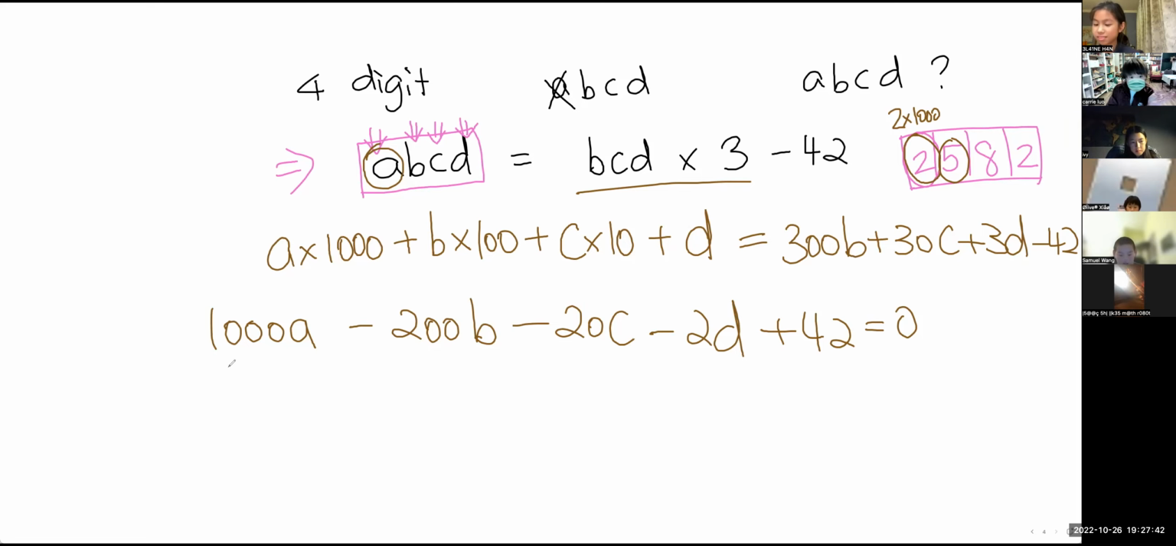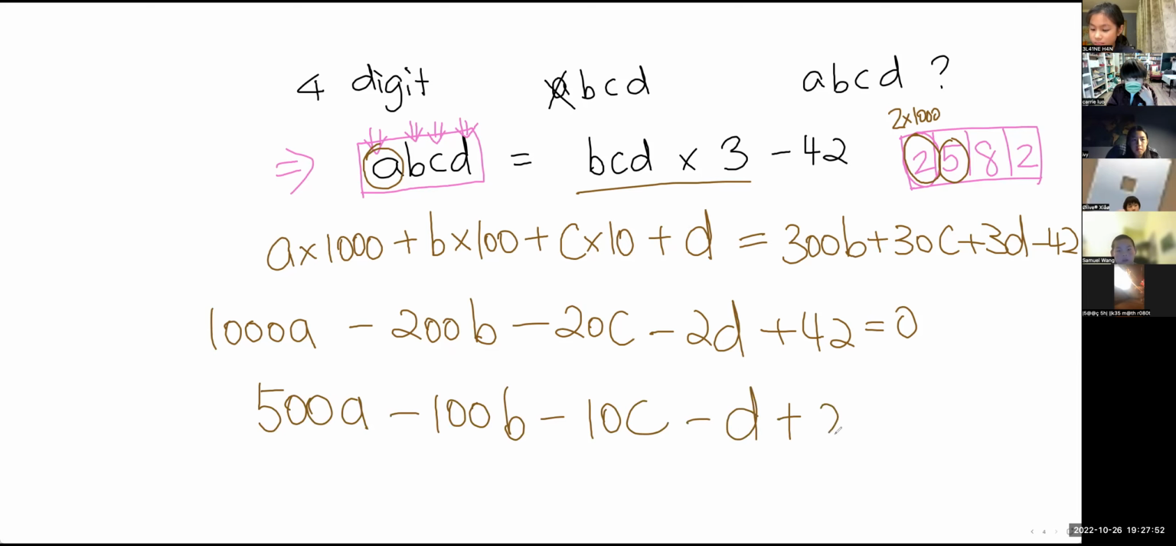So I can divide it by 2 for both sides because it's 500A minus 100B minus 10C minus D, sorry, plus 21 equals 0. Don't you agree with me? Yeah, I divided by 2 for both left side and right side. Okay. So now I'm going to put it all together.